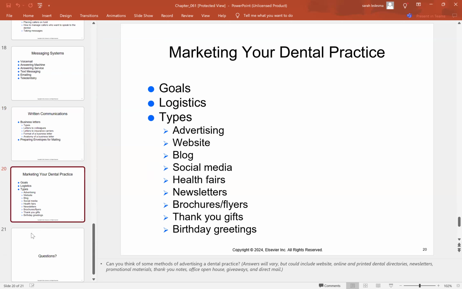With marketing your dental practice, you want to remember the goals, the logistics, and then the type of advertising: website, blog, social media, health fairs, newsletters, brochures or flyers, thank you gifts, and also birthday greetings.